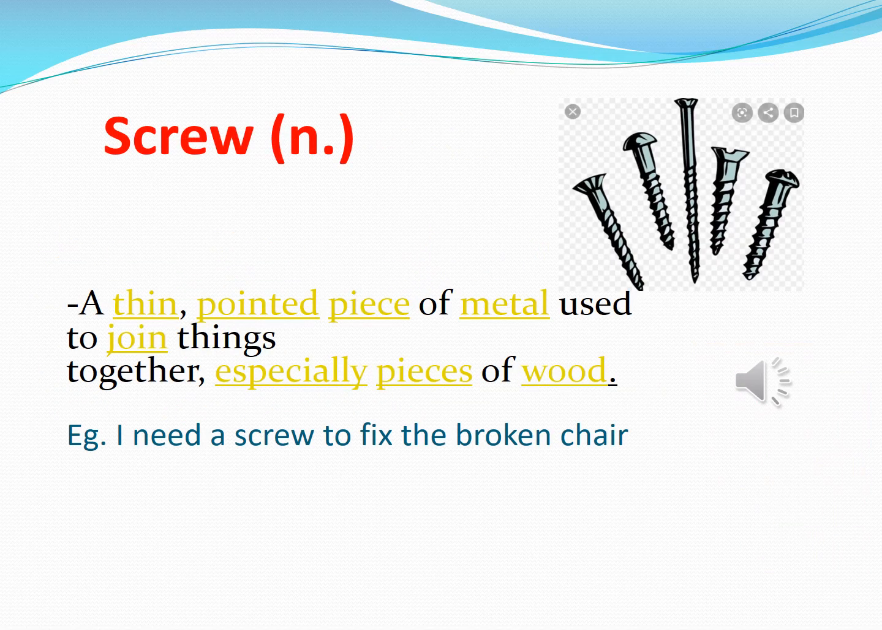Screw. Screw is a thin, pointed piece of metal used to join things together, especially things that are made of wood. For example, I need a screw to fix the broken chair.